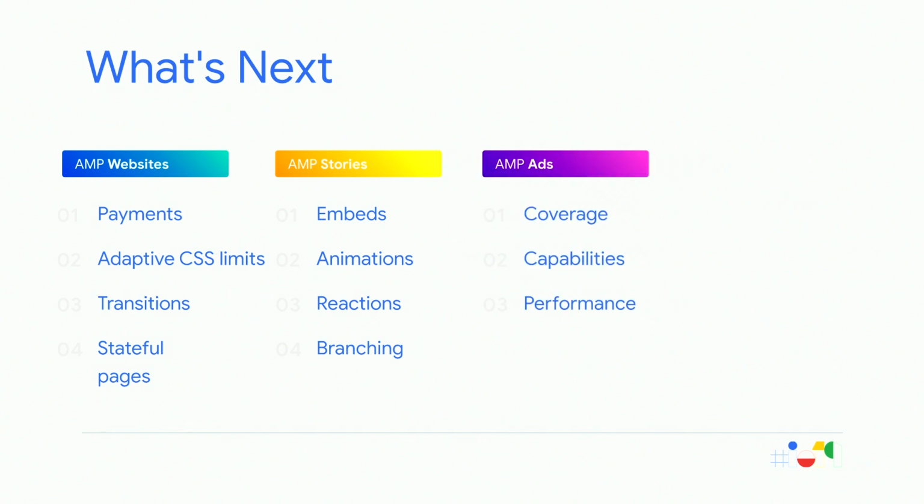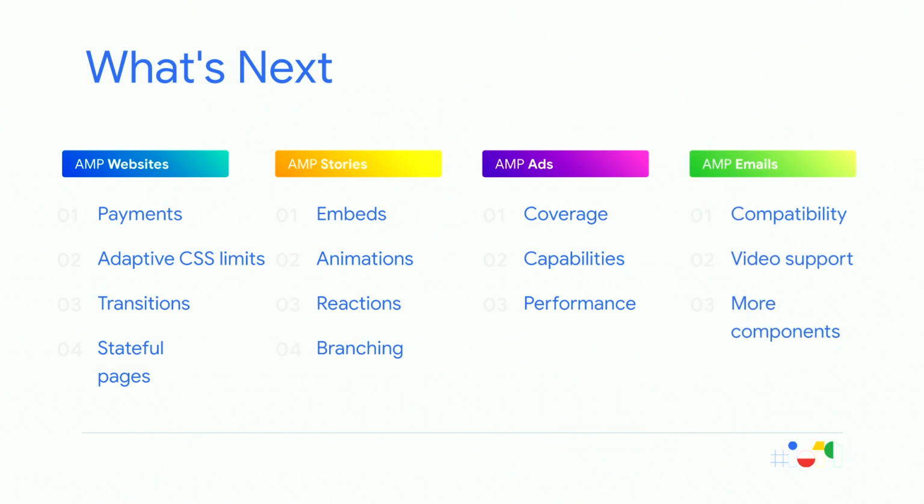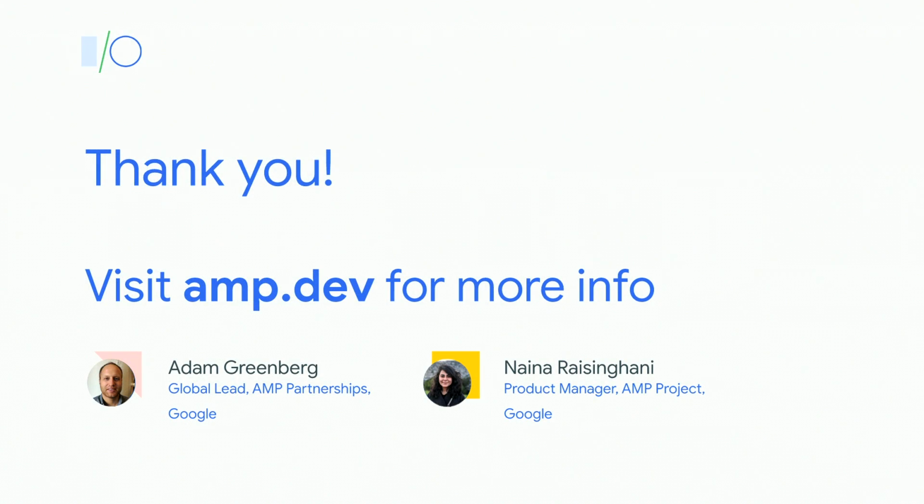In the ad space, we want to really increase the coverage of AMP HTML ads while making sure that the format is capable of supporting advertiser needs while still being performant for the user. And for AMP emails, we're looking to make sure that all providers are compatible with each other while adding more support for the format. We know there are still a bunch of complex problems to solve in the AMP world, but we're excited about the progress to date, and we thank you for joining us on this journey.